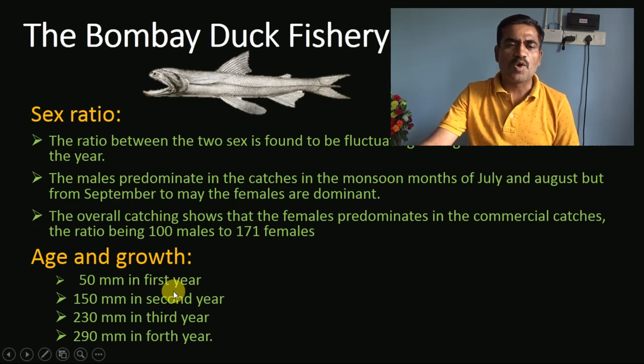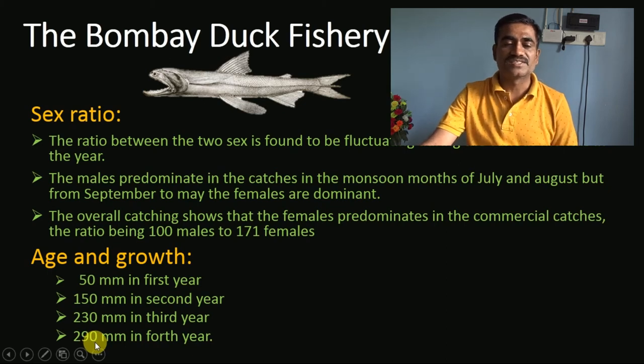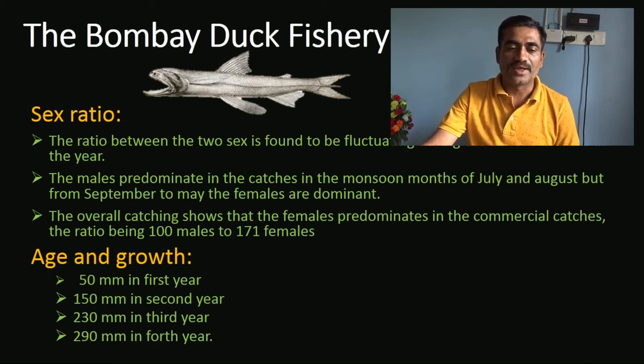In the first year, the Bombay duck attained a size of 50 mm. In the second year, it attained 150 mm. In the third year, it attained 230 mm. And in the fourth year, it attained 290 mm. That is the size the fish reaches in the first, second, third and fourth year. That is the age and growth of the fish in terms of length.